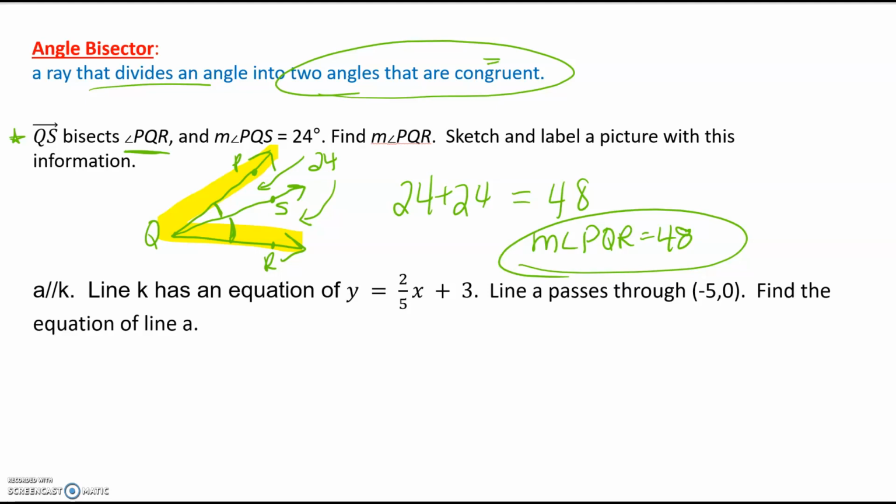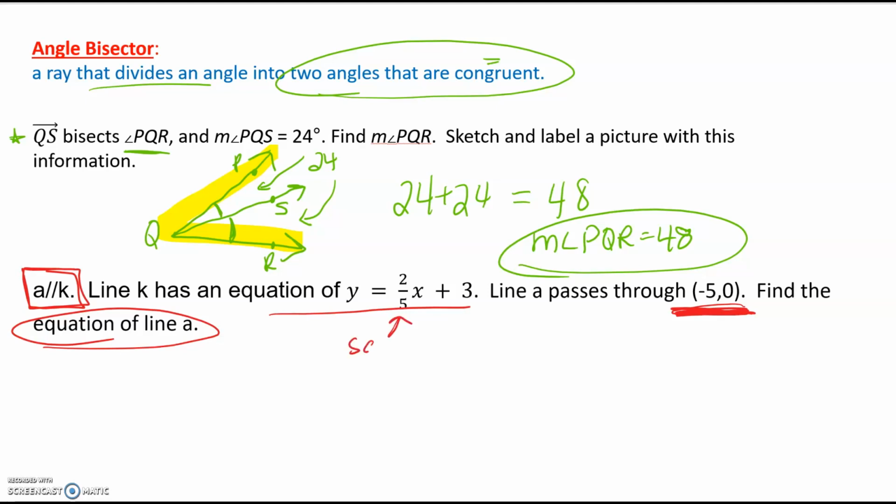Okay, the next example is a little flashback to algebra, but we did do this in chapter 3. It says line K has an equation of y equals 2/5 x plus 3, and the line passes through this point. Okay, I want to find the equation of line A, which is parallel to line K. So remember, parallel means they have the same slope. So I'm going to use that 2/5 as my m. I'm going to use this as my x1 and y1, and I'm going to use my point slope formula. So y minus y1 equals m times x minus x1, and I'm going to plug everything in.